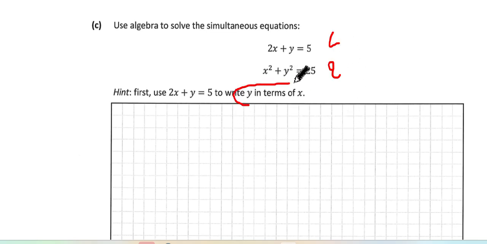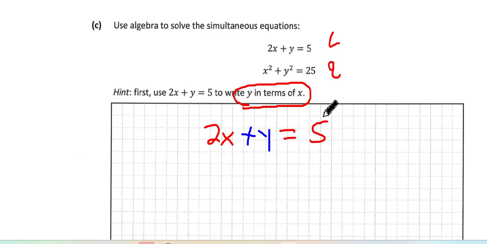It says it there: write y in terms of x. So the y wants to be on its own. See the y? He wants to be on its own. So what's he going to do to the 2x? Do you know what he's going to do to that 2x? See the way it says write y in terms of x? That means y wants to be on its own. The 2x goes over, and what happens to it? And that's an attempt. That gets you a couple of marks straight away. And there's no work in that, is there?